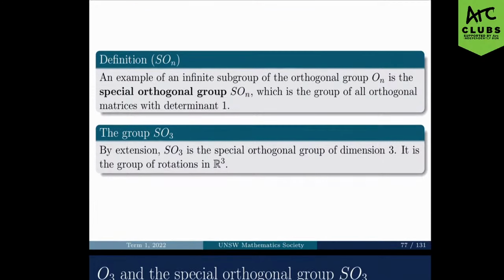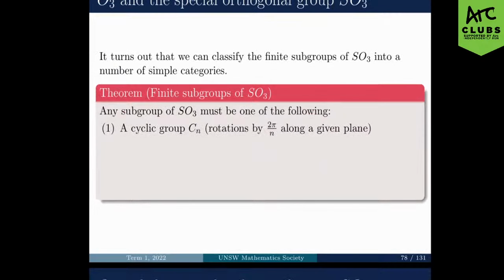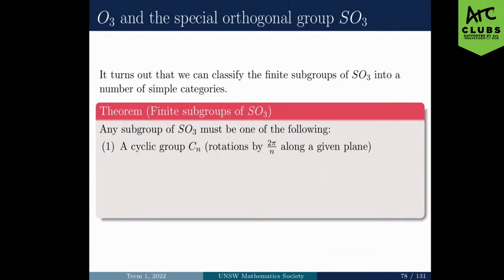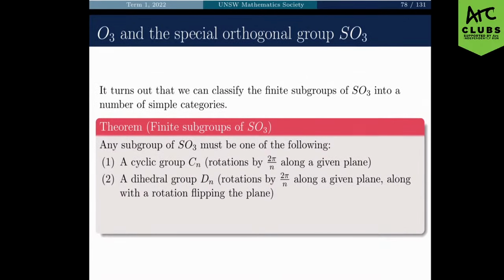And by extension, SO3, the special orthogonal group of dimension 3, can be described as a group of rotations in R3. We can also have reflections for isometries, but for SO3 we remove reflections and leave ourselves with rotations. Much like with O2, every finite subgroup of SO3 must be one of the following. It could be the cyclic group Cn. We can still have that option. We can have the dihedral group Dn.